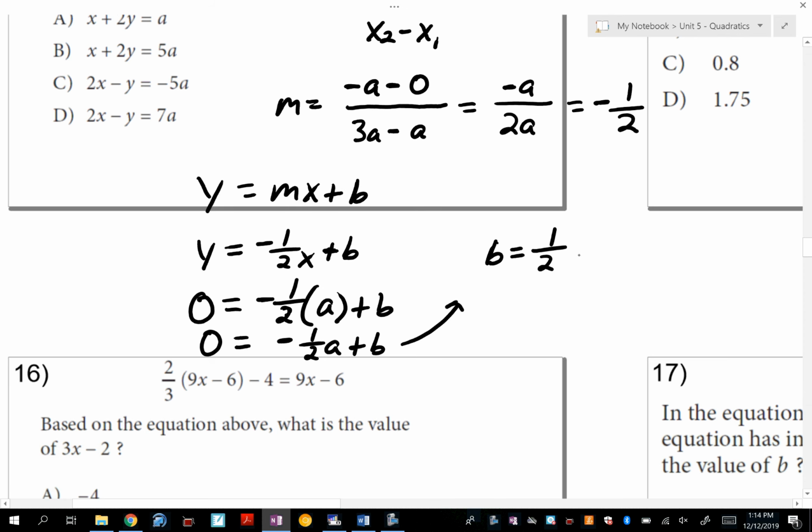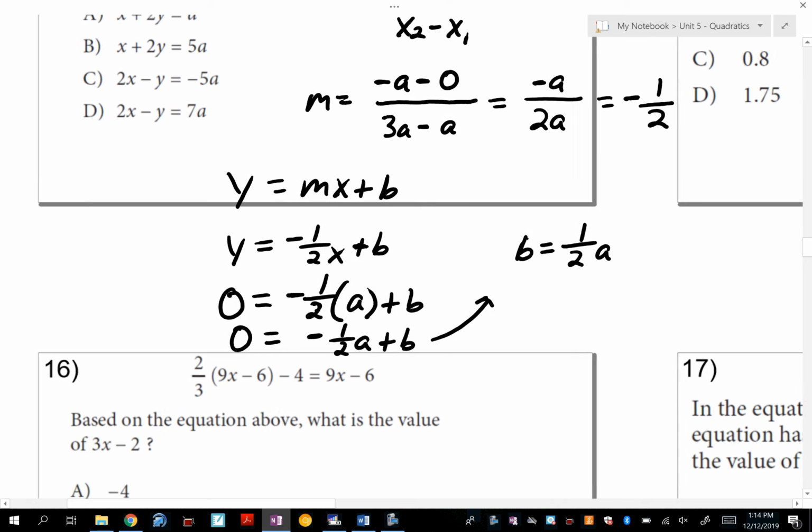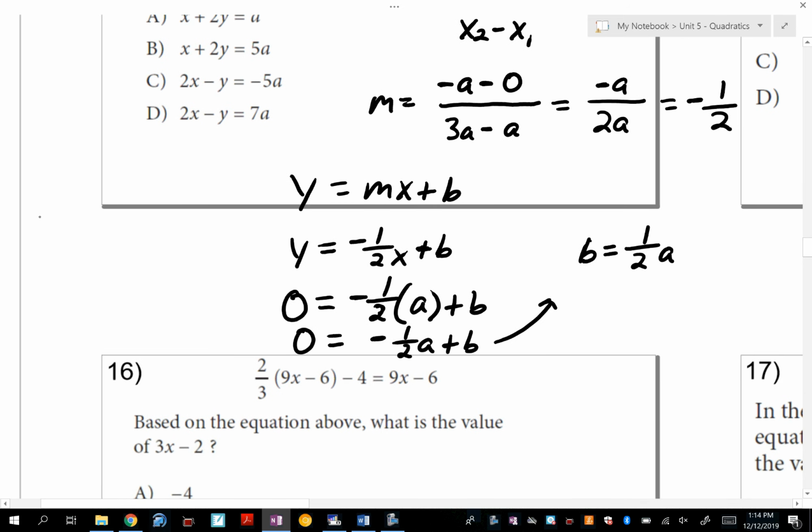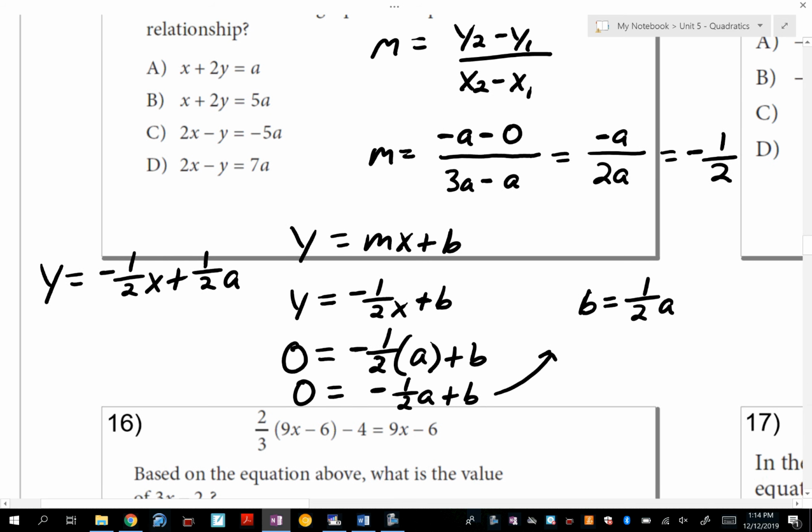Positive 1/2 a. So my equation in slope-intercept form is y equals negative 1/2 x plus 1/2 a. And I look for my answer. And why don't I see my answer? Do you know how the answers are written? Standard form. Very good, Natalie. All right, so they're not written in slope-intercept form, but we can change this very quickly.